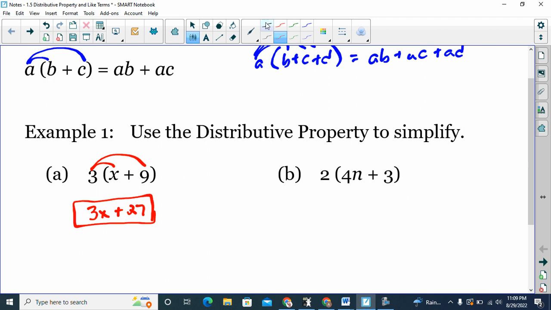Part B asks us to use the distributive property to simplify 2 times the quantity 4n plus 3. So we take the 2 and we multiply it by 4n. 2 times 4n, we just multiply the coefficients, the numbers, together. 2 times 4 is 8n. And then I do 2 times 3. 2 times 3 is 6. 8n plus 6.